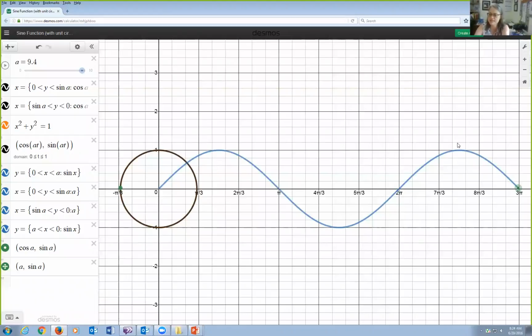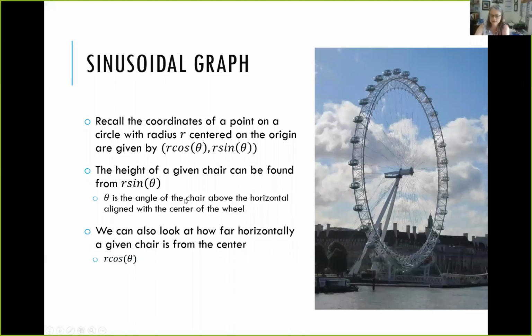But this represents the sine of an angle, and it is developed based on the height of the moving point. So we can go back to our London Eye and talk about how the height of the chair can be found from r sine theta. And theta, if we think about a horizontal radius, is the angle formed by the spoke connecting this chair and a horizontal spoke. There's an angle there.